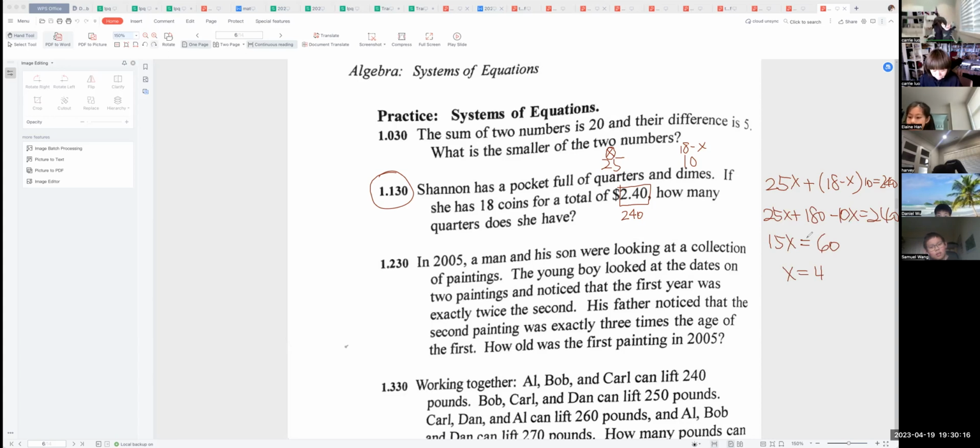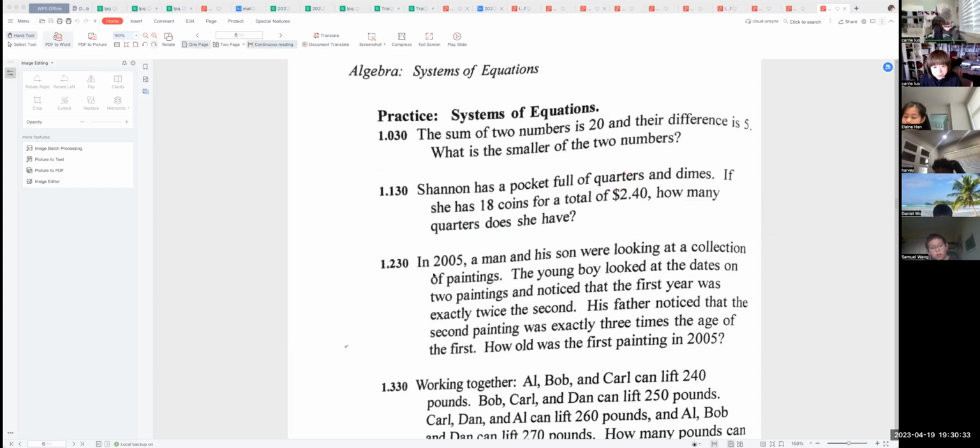So that means we have 4 quarters. And we don't even bother calculating the dimes because the question is not asking us. But Javi, thank you. You told me as well. Good job. Okay, so let's take a look at this one.